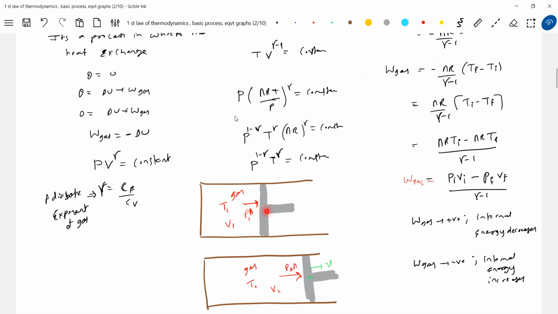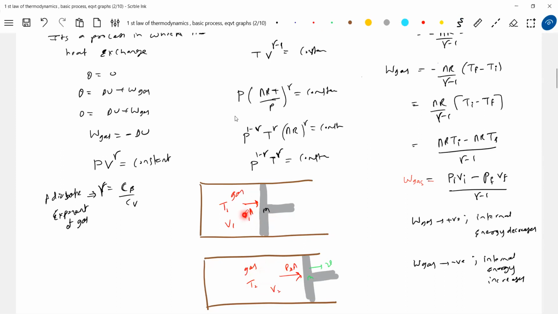When a body is acted upon by a force, tell me what will happen. When a body is acted upon by a force, it will accelerate. Due to acceleration, speed will increase, kinetic energy will increase. So the kinetic energy of the piston will increase. From where is this kinetic energy coming? The gas is doing work. Which energy of the gas should decrease? The internal energy of the gas will decrease. This is a very simple idea, nothing big.